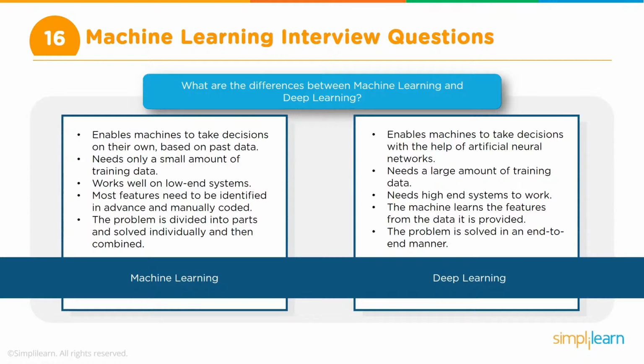Deep learning enables machines to take decisions with the help of artificial neural networks. So in deep learning we use neural networks. That is the key differentiator between machine learning and deep learning. Usually deep learning involves a large amount of data, and therefore the training process usually requires high-end machines because it needs a lot of computing power. And the feature engineering is done automatically. The neural networks take care of doing the feature engineering as well. And therefore in deep learning, it is said that the problem is handled end to end. So this is a quick comparison between machine learning and deep learning in case you get that kind of question.